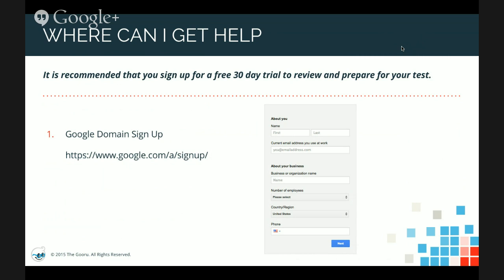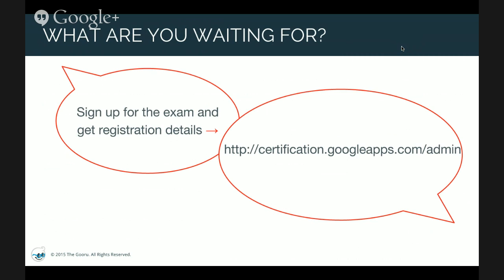And again, you can just get that at google.com/a/signup. Once you've done that, once you've taken the course, once you've spent time in your Google Apps control panel, once you feel comfortable and ready for taking the test, you can go to certification.googleapps.com/admin, and that's where you can sign up for the test. There is a $100 fee for the test, so there is some cost to it.